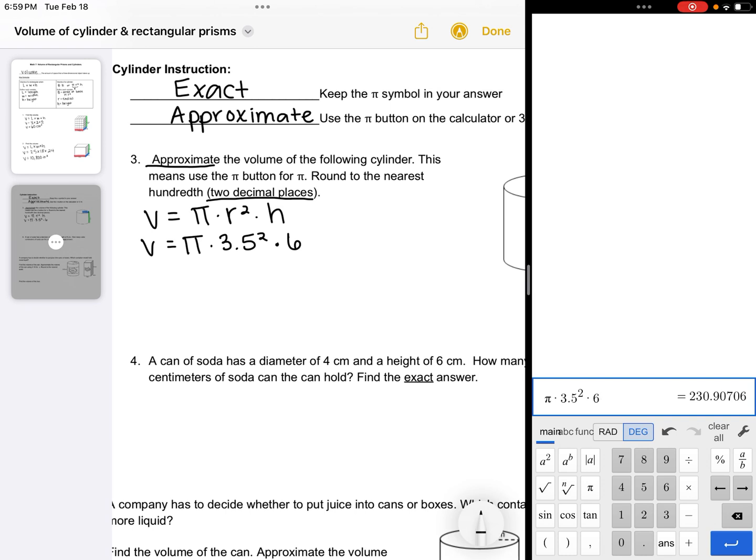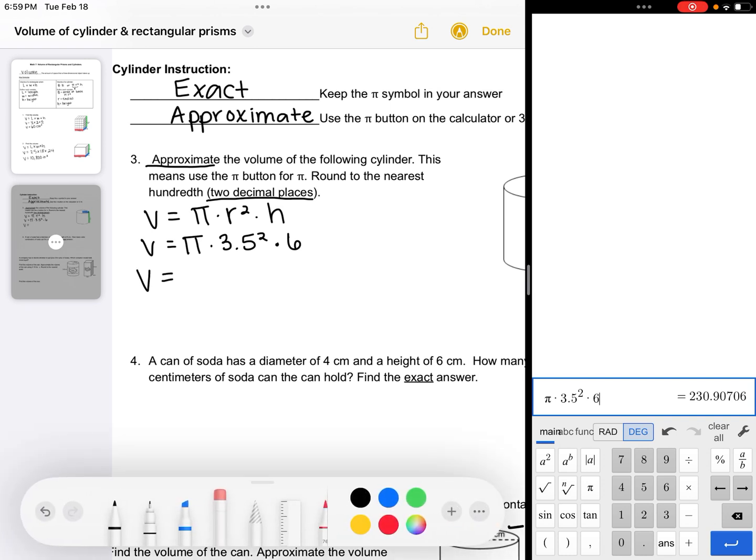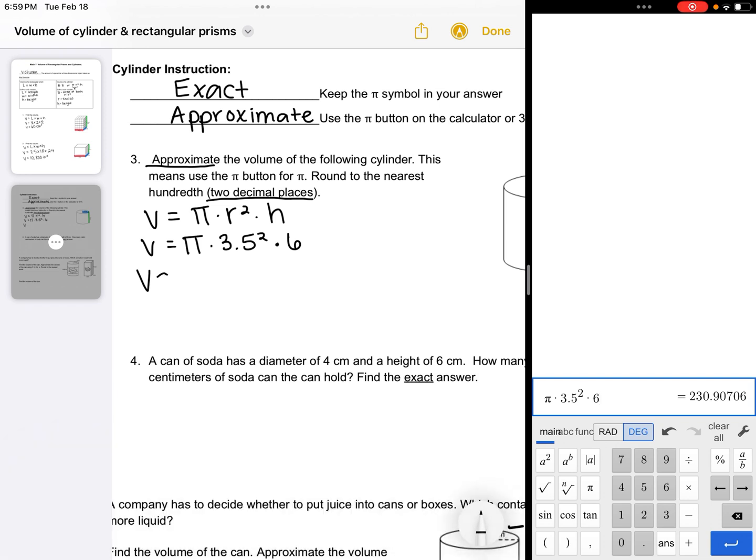So approximately my answer is going to be, let me fix this. Also, when you are approximating, you're going to use the squiggly equal sign because we're showing that we rounded. So it's going to be approximately 230.91 inches cubed.